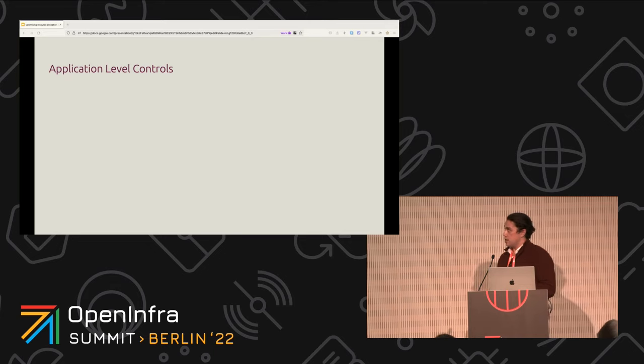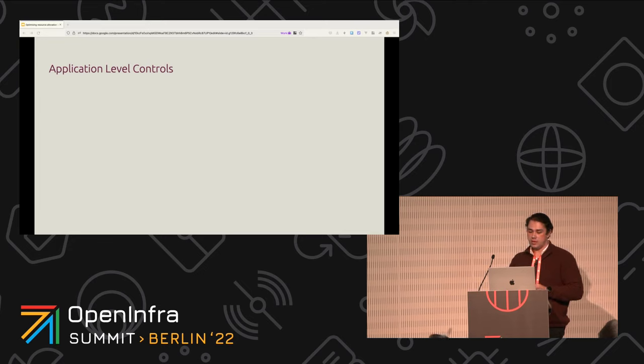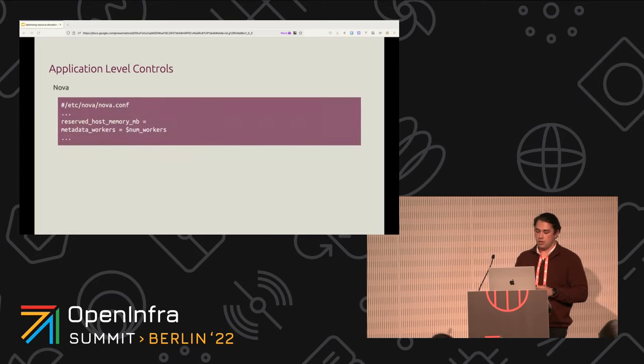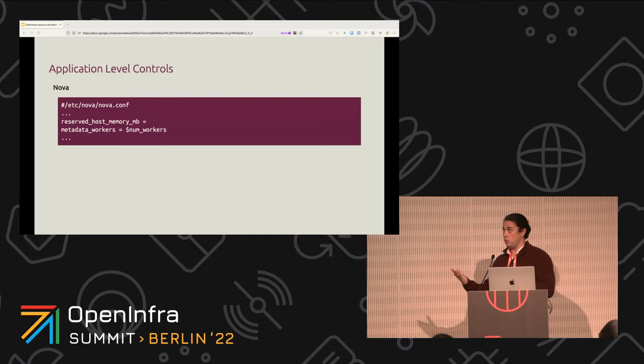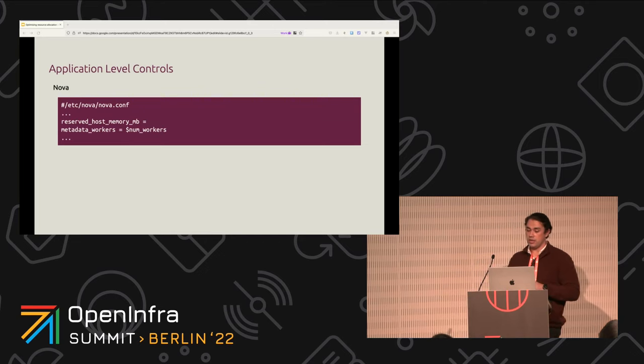I'm now going to have a look at some mechanisms of resource confinement and their management interfaces, starting with application level controls. We had a bit of a look at Nova. There's probably more than this, to be honest, but two particular configurables stand out. Of course, the reserved host memory, which signals to Nova to reserve some portion of memory when making scheduling decisions, and is essential to maintaining some kind of partition between user workloads and system workloads.